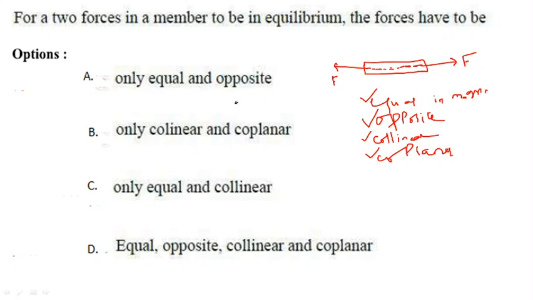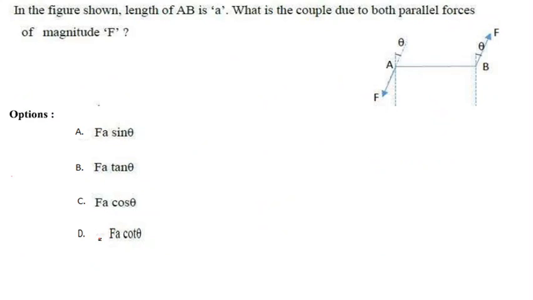So let us see the options. Option A, only equal and opposite? No. Only collinear and coplanar? No. Only equal and collinear? No. They are equal, opposite in direction, collinear and coplanar. So option D is correct for this question. Let us see one more question here.